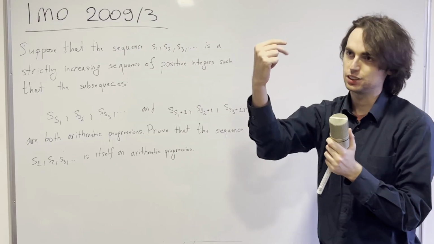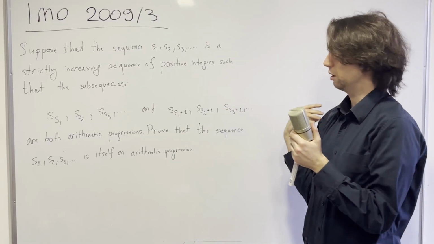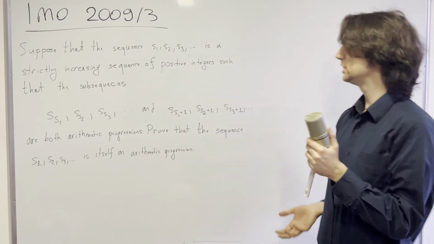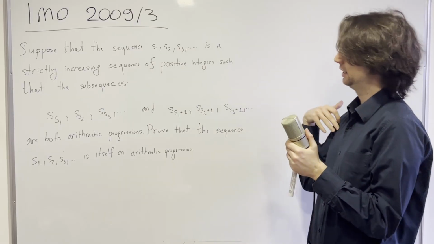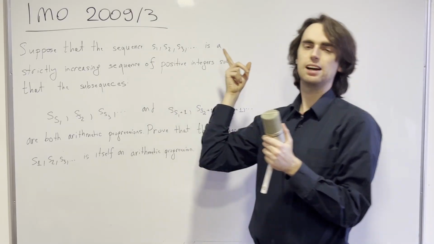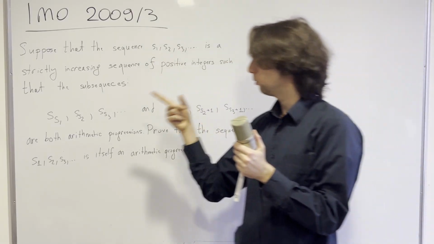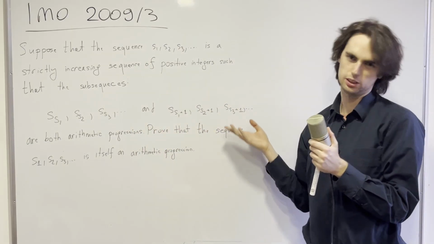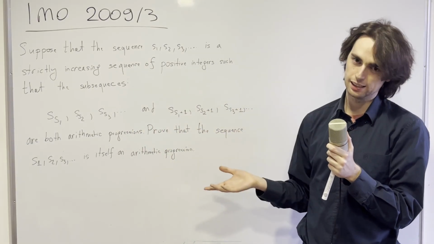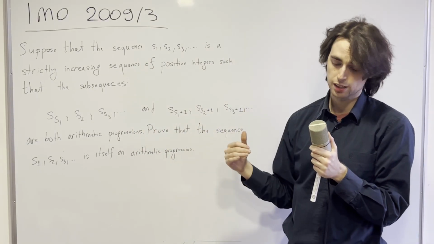So that normal way is one of two things. You can either solve the problem backwards, which is to say, okay, say this is an arithmetic sequence. What information do I have about these two sequences? What are they like compared to this one?